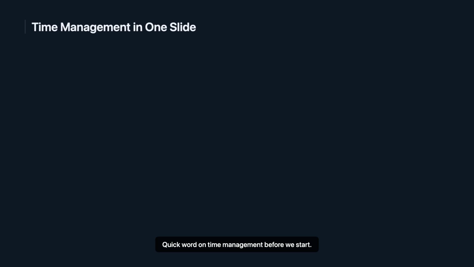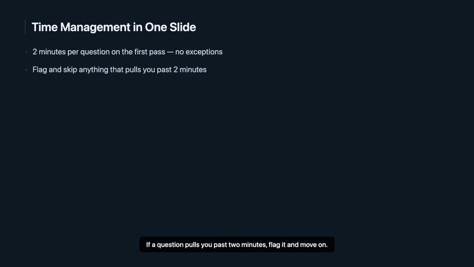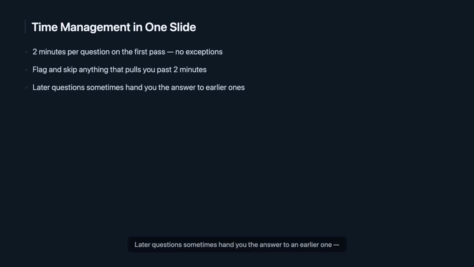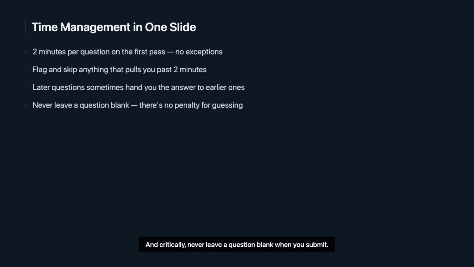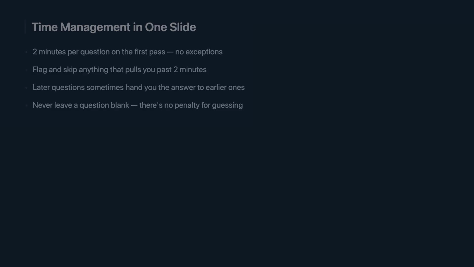Quick word on time management before we start. Budget 2 minutes per question on the first pass and treat that as a hard limit. If a question pulls you past 2 minutes, flag it and move on. Later questions sometimes hand you the answer to an earlier one. A service name in question 40 might unlock the right answer for flagged question 12. And critically, never leave a question blank when you submit. There's no penalty for guessing, so lock in your best elimination-based answer before you flag.